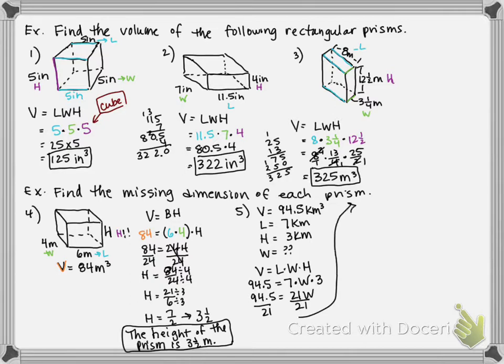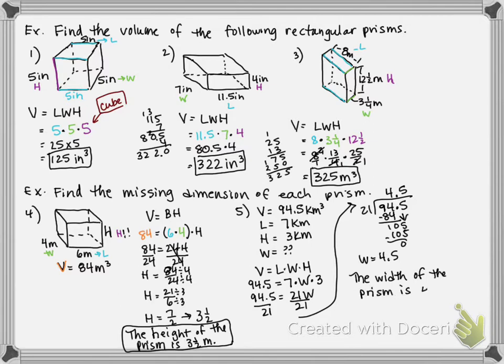So I'm going to continue my math over here, and I'm going to divide 21 into 94.5, bring that decimal point up. Let's see, 21 goes into 94 4 times, which is 84, with a difference of 10. That's smaller than 21, so I keep going. Bring down the 5. 21 goes into 105 5 times, and it works out evenly. So we get W equals 4.5. So we say the width of the prism is 4.5 kilometers. And there you have it.